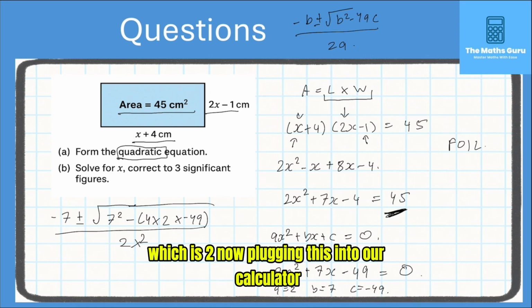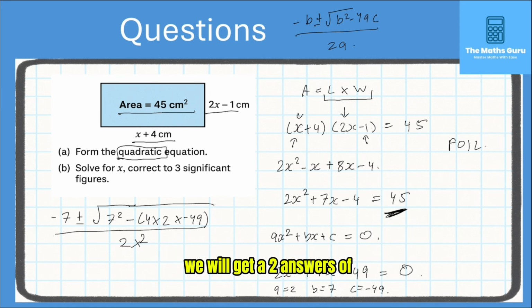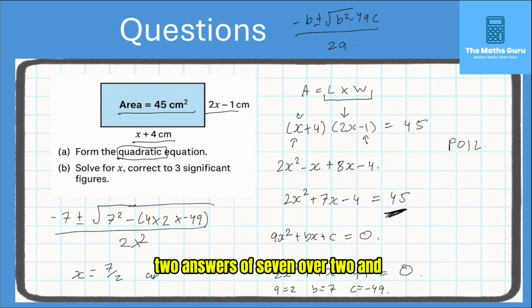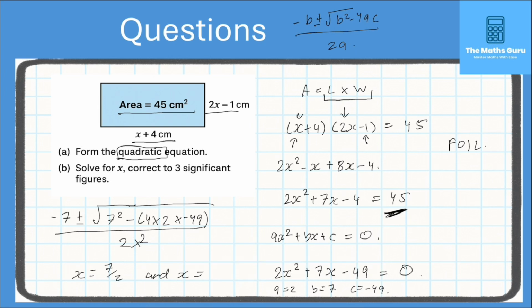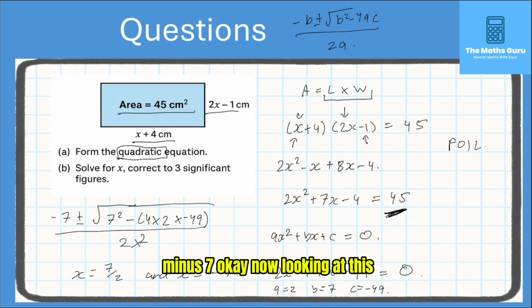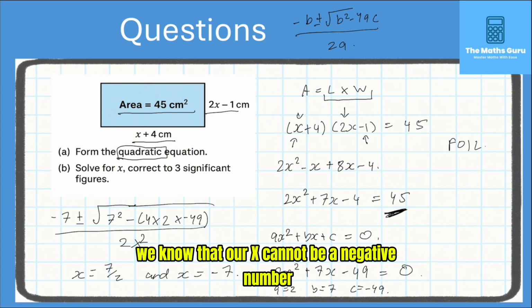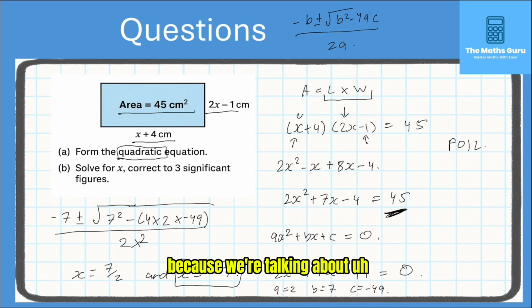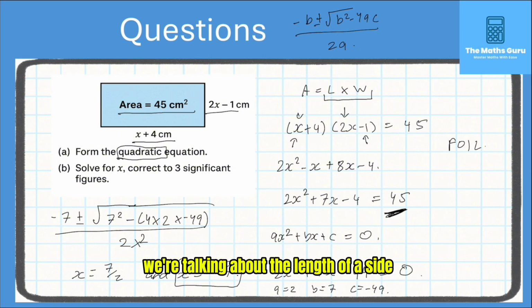Now, plugging this into our calculator, we will get two answers of 7 over 2 and minus 7. Okay, now looking at this, we know that our x cannot be a negative number because we're talking about a dimension here. We're talking about the length of a side.